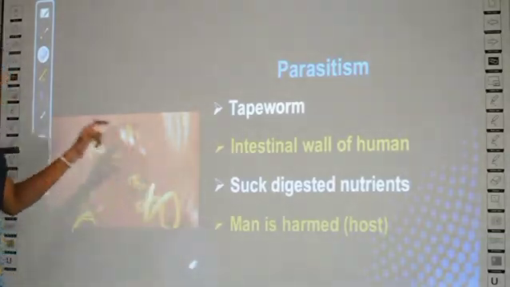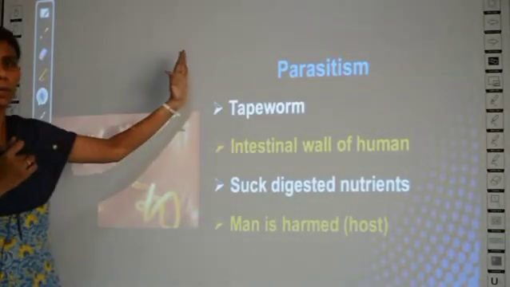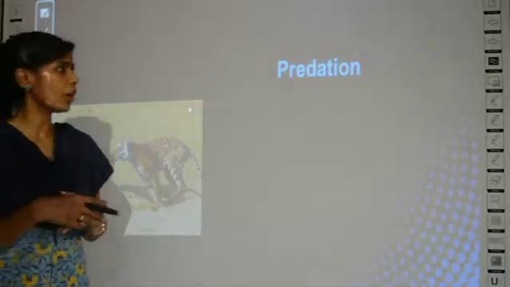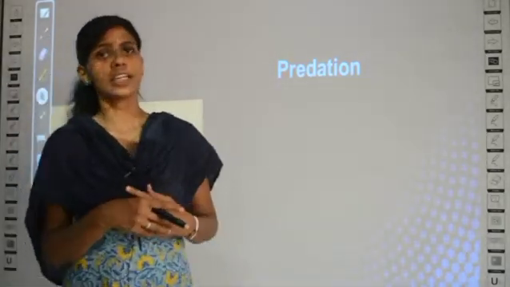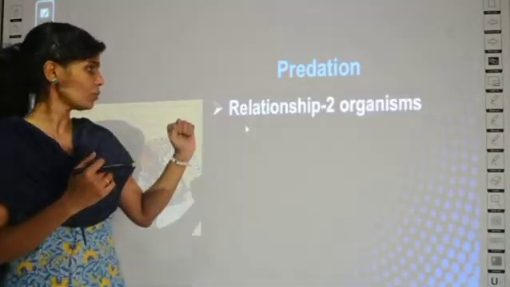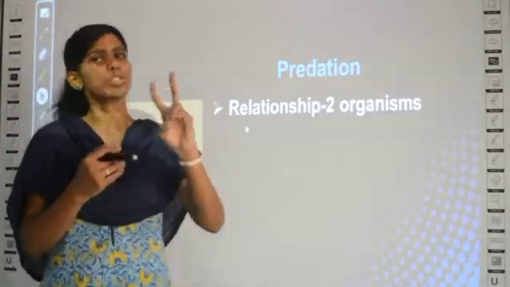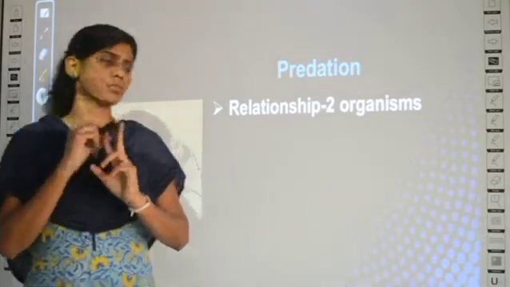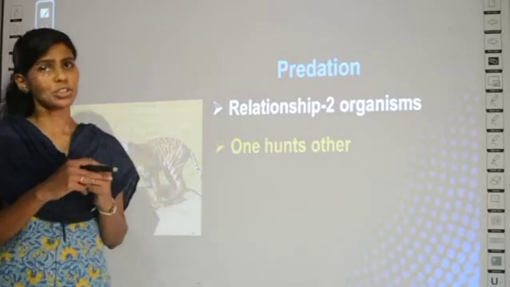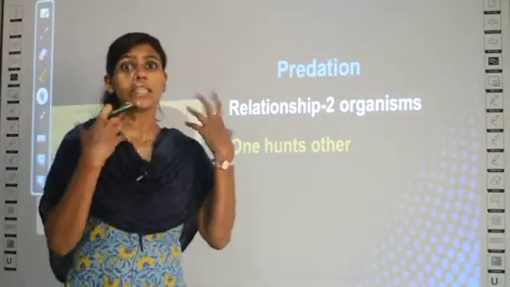So we have studied symbiosis, we have studied parasitism. What is the third relationship? It is called predation. The third type of interdependence is predation. Who is involved? This is again a relationship between two organisms, and one hunts the other. In this relationship, one will eat the other.